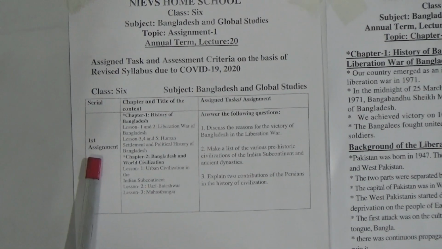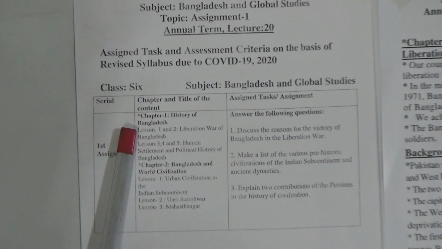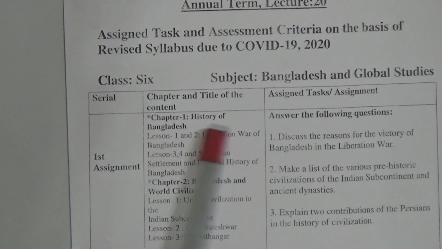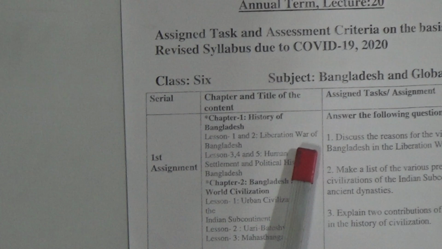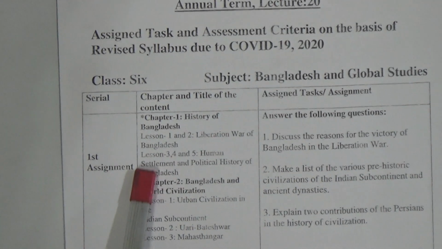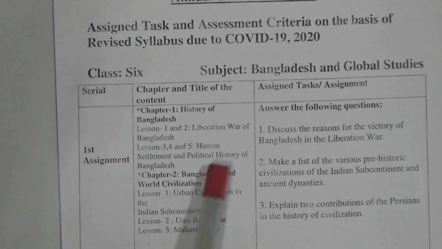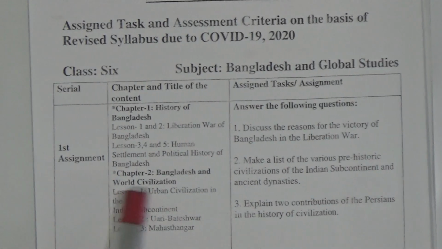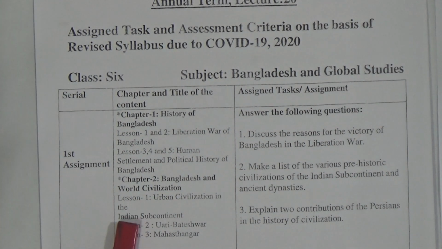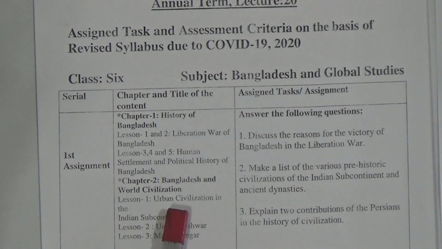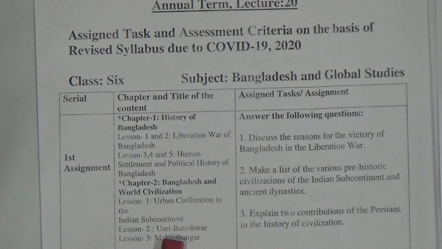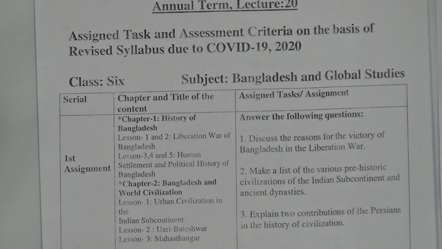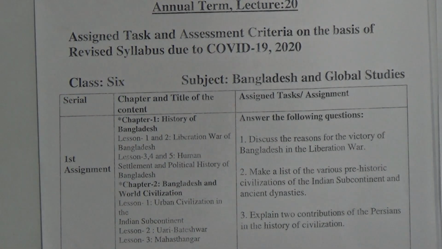So, serial number, first assignment. Chapter 1, you have to read History of Bangladesh. Chapter 1, lessons 1 and 2, Liberation War of Bangladesh. Lessons 3, 4 and 5, Human Settlement and Political History of Bangladesh. Chapter 2, Bangladesh and World Civilization. Lesson 1, Urban Civilization in the Indian Subcontinent. Lesson 2, Wari Bateshwar, and Lesson 3, Mainamati.